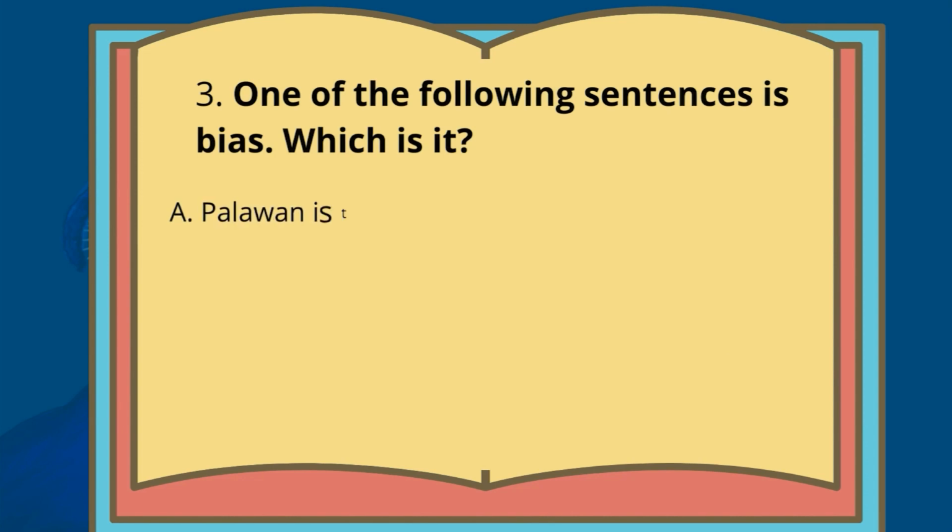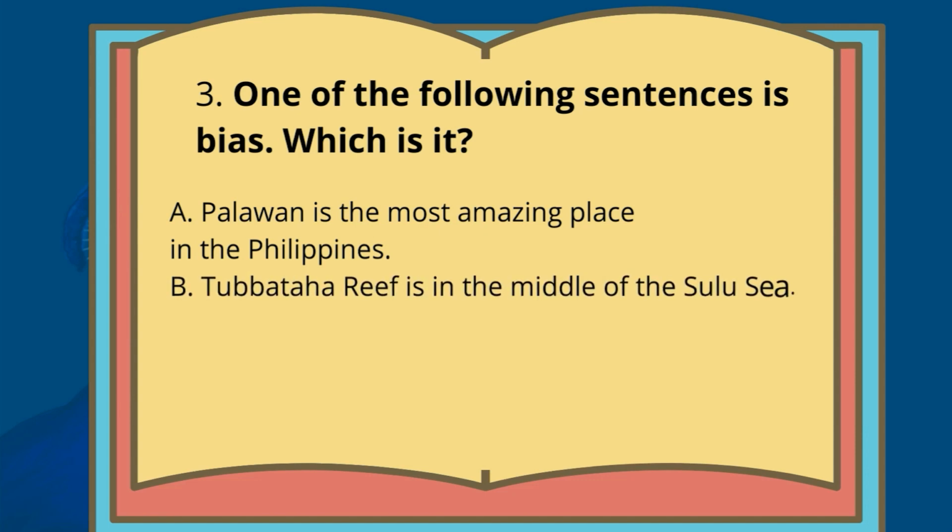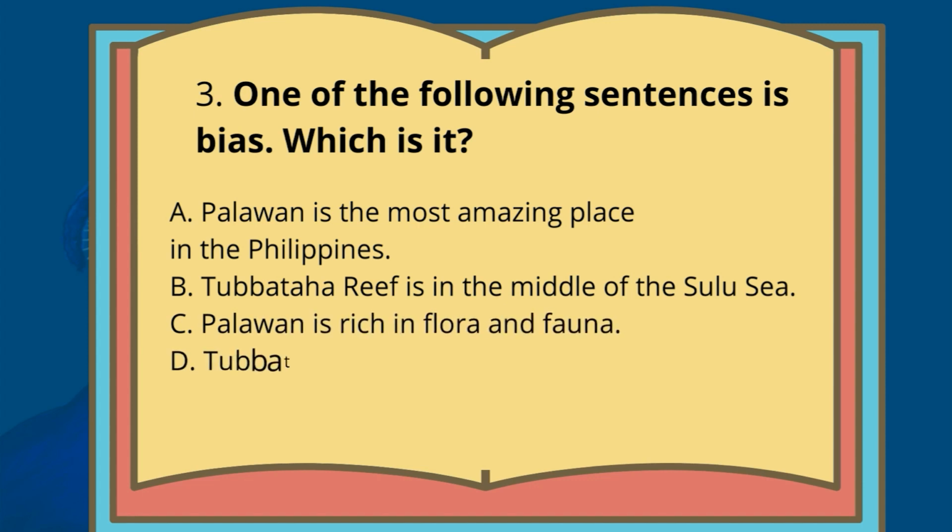Number 3. One of the following sentences is biased. Which is it? A. Palawan is the most amazing place in the Philippines. B. Tubbataha Reef is in the middle of the Sulu Sea. C. Palawan is rich in flora and fauna. And D. Tubbataha Reef is a marine sanctuary.